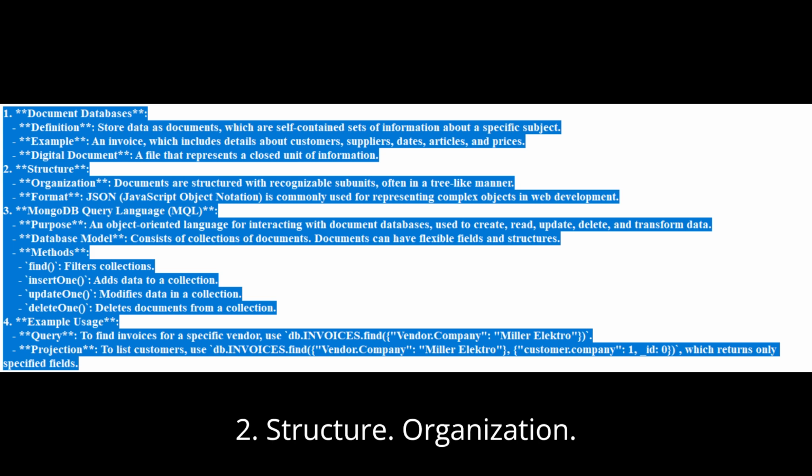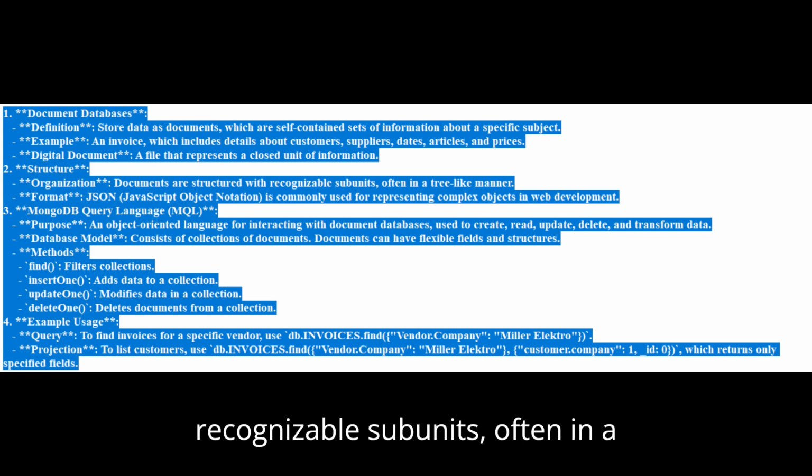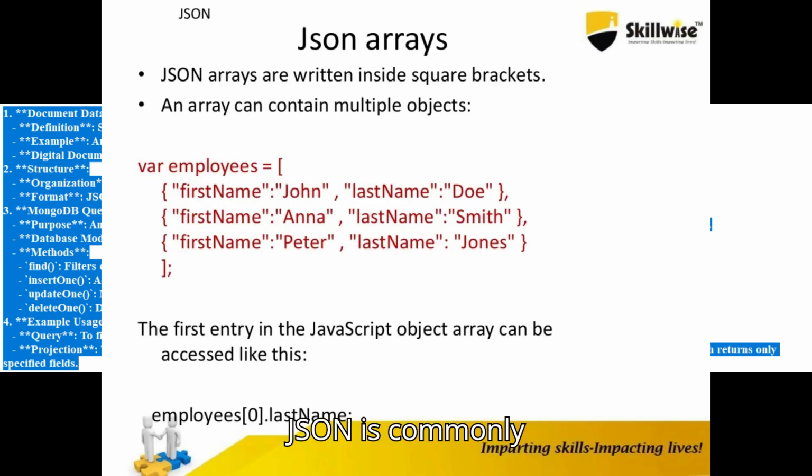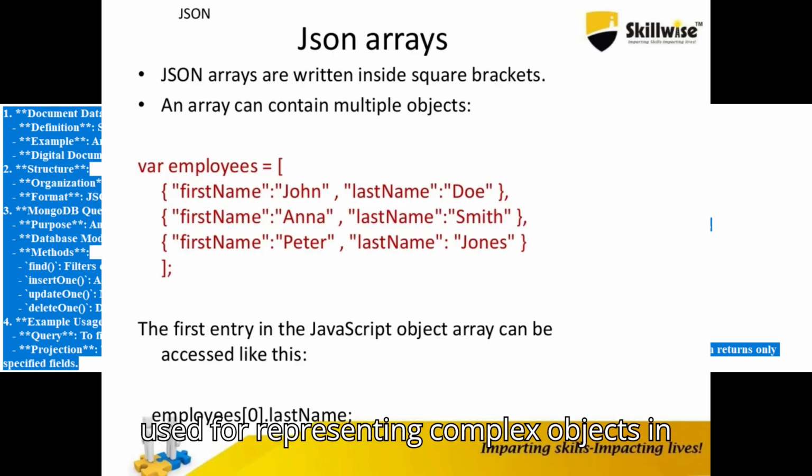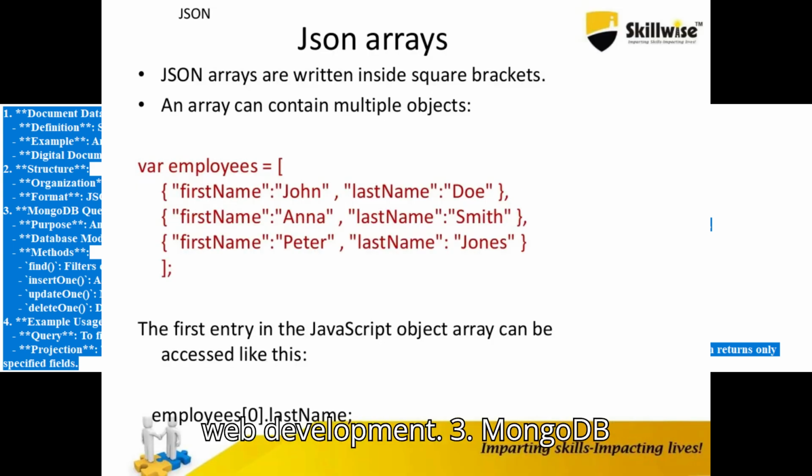2. Structure. Organization. Documents are structured with recognizable subunits, often in a tree-like manner. Format. JSON, JavaScript Object Notation, is commonly used for representing complex objects in web development.